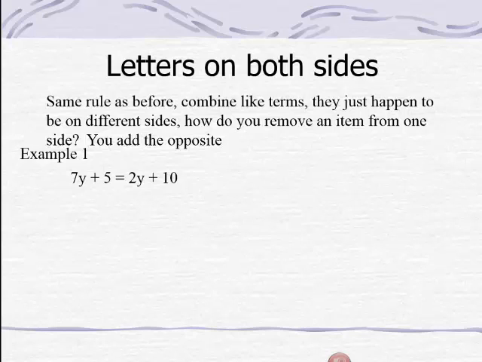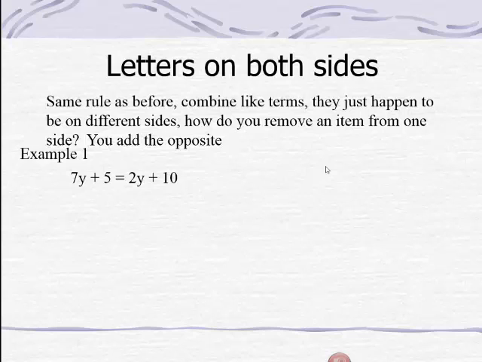Now, there are actually four different ways that I can go about solving this problem. I can look at my 7y here, and I can subtract 7y from both sides. I can look at this 2y here, and I can subtract 2y from both sides. I can look at this 5, and I can subtract 5 from both sides. Or I can look at this 10 and subtract 10 from both sides. Four different ways to do it. But I always like to do my variables first, because I can usually avoid dealing with negative numbers by that.